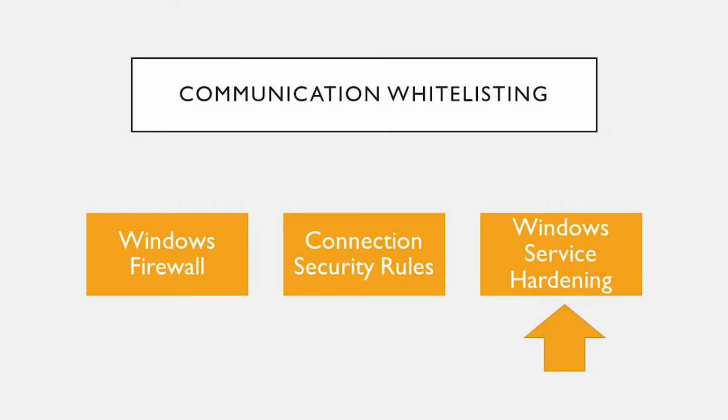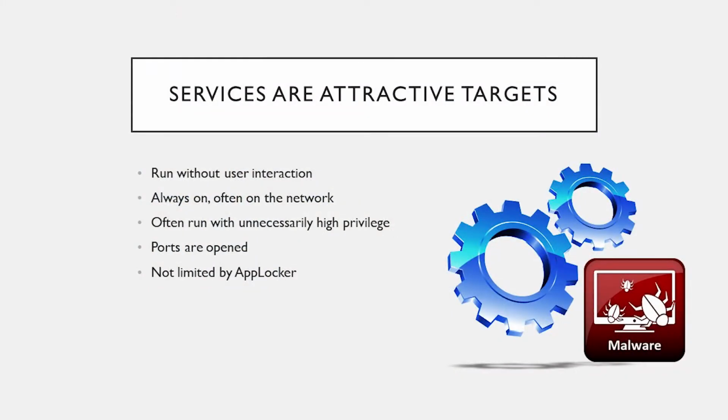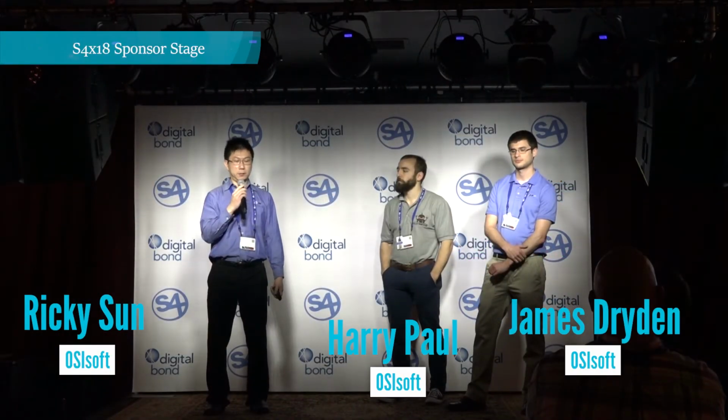Most people know Windows Firewall and connection security rules, but the area I want to focus on is Windows Service Hardening, also known as WSH. Services are attractive targets for malware. They run without user actions, they're always on, and they are always on the network. Most often they are running with unnecessary privilege. There are ports open for them, and they are not limited by AppLocker, meaning AppLocker cannot restrict a service from running.